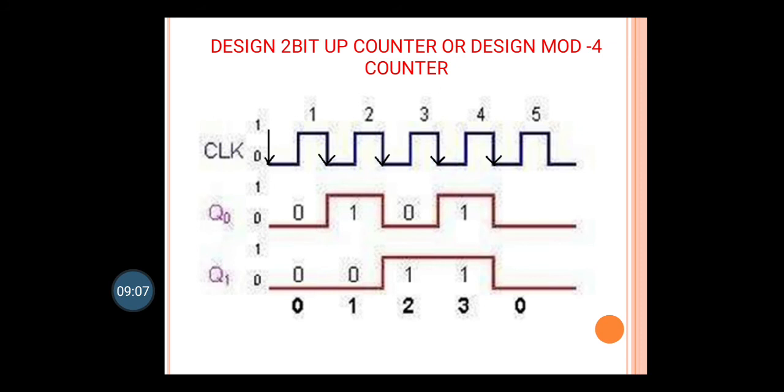This is the timing diagram. For every clock pulse, whatever output you get, you have to show. Since we are going to draw the clock, first clock pulse, second, third, fourth, we need only 4 clock pulses. So first Q0, you are going to draw 0 1 0 1, and Q1 0 0 1 1, according to the truth table.